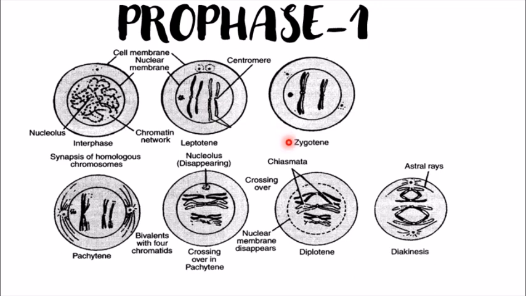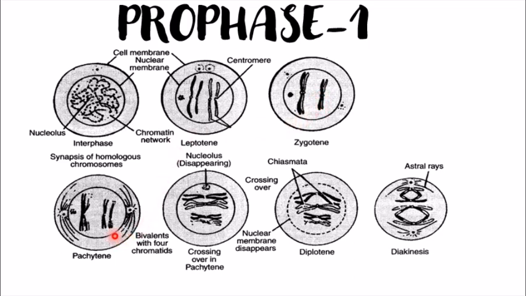Next step is zygotene. Zygotene is an important step. Synapsis between the homologous chromosomes occurs. So homologous chromosomes go into a process that is called synapsis. Synapsis is the pairing of the homologous chromosomes. So the homologous chromosomes start to pair with each other. Now what are homologous chromosomes? Chromosomes of the same origin. That is, from the mother and the father, both of which are of the same origin, they start to come together.